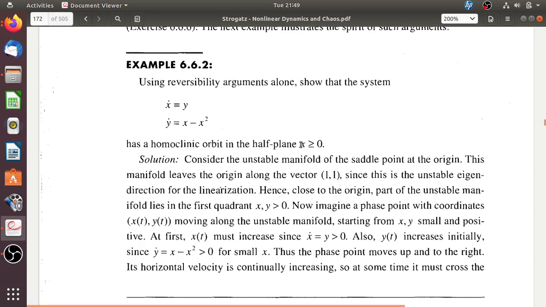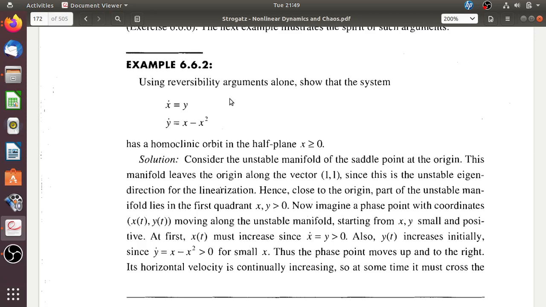where x is positive. So in this region there exists a homoclinic orbit. That's what we need to show, and we need to show that only using reversible arguments. Okay, so let's see how to do that.